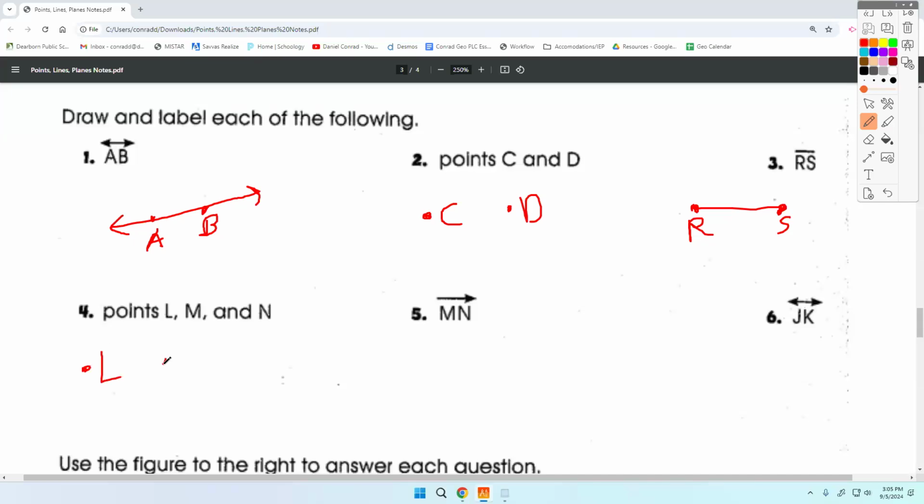We're going to have points for L, M, and N. We got to put the dots signifying where the points are. 5 is a ray. So I'm going to have an endpoint M. It's going to go through point N forever. And then the last one is like the first one, it's a line. So I'm going to put J and K on my line.